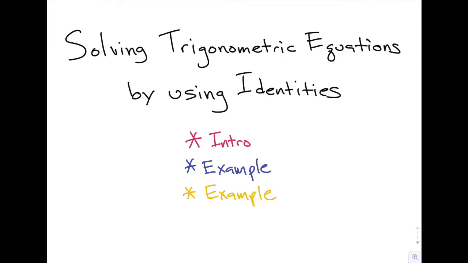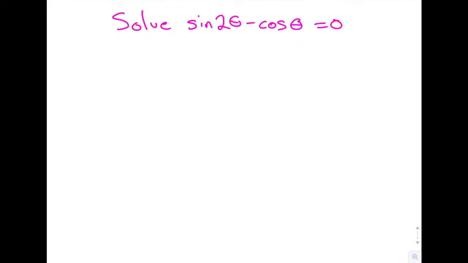Now we'll use identities, the things that we've been learning for a little bit now, where a given equation is true for any given angle theta. We'll use identities to help us solve trigonometric equations. So we'll just look at two examples in this video. First, solve sine of 2 theta minus cosine theta equals 0.